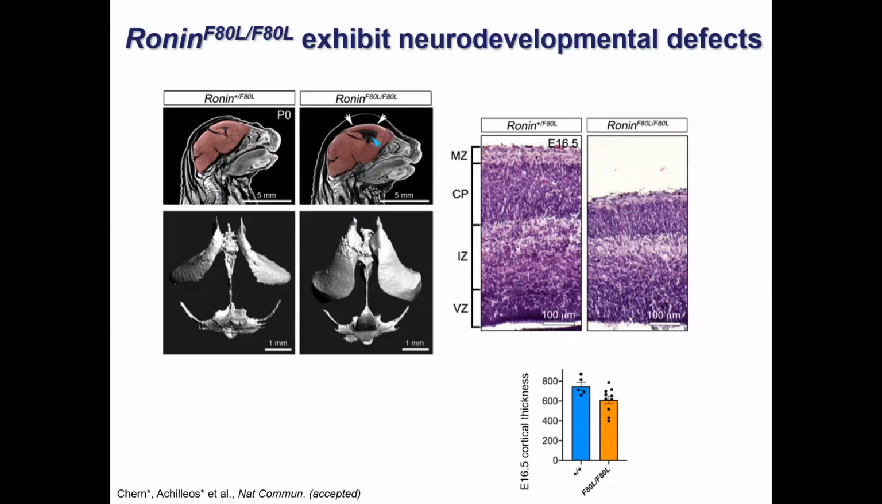A major aspect of cobalamin deficiency syndrome is the neurodevelopmental defects observed in the patients. So we looked at the brains of these mice. Again, this is the control, and this is a mutant. For example, here, this is a micro-CT scan of the mouse embryo, looking from the side, the sagittal view. We observed hydrocephaly, or the accumulation of fluid in the ventricles.